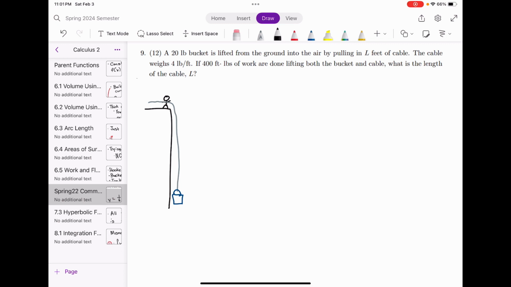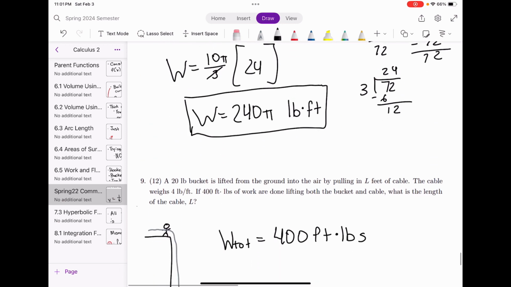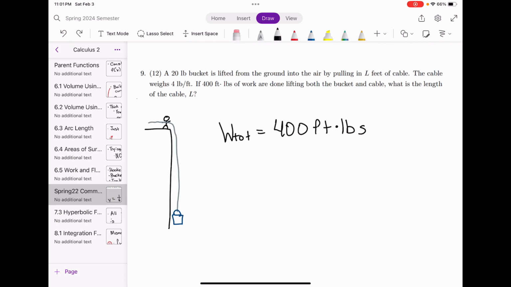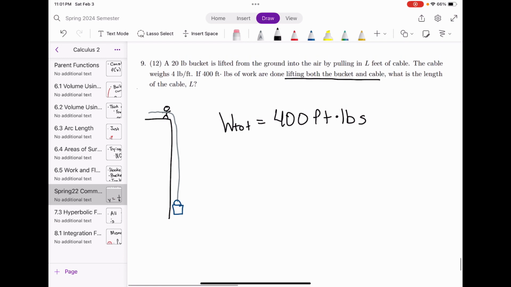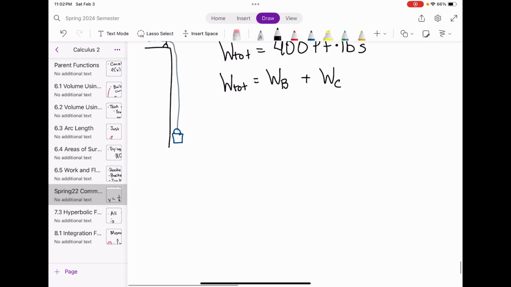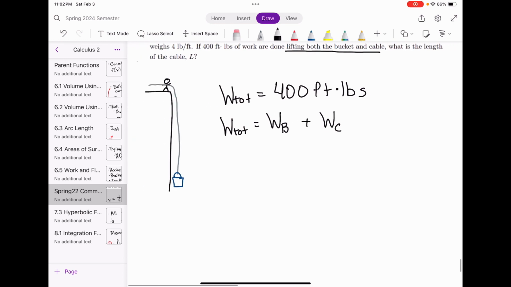Okay, and so the total work that this person does is 400 foot-pounds. I put pound foot over there, foot pounds, whatever. And so the total is 400 foot-pounds, but that is for lifting both the bucket and the cable. So W total is equal to WB, which is for the bucket, plus WC, which is for the cable, which is pretty straightforward. Now, what do each of these values mean?